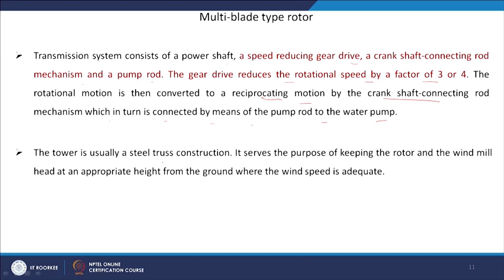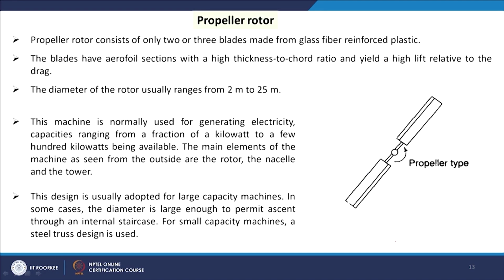This tower is usually of steel truss construction. It serves the purpose of keeping the rotor and the windmill head at an appropriate height from the ground where the wind speed is adequate. Now, the propeller type of rotor came later, and these are more suitable for the production of electricity.